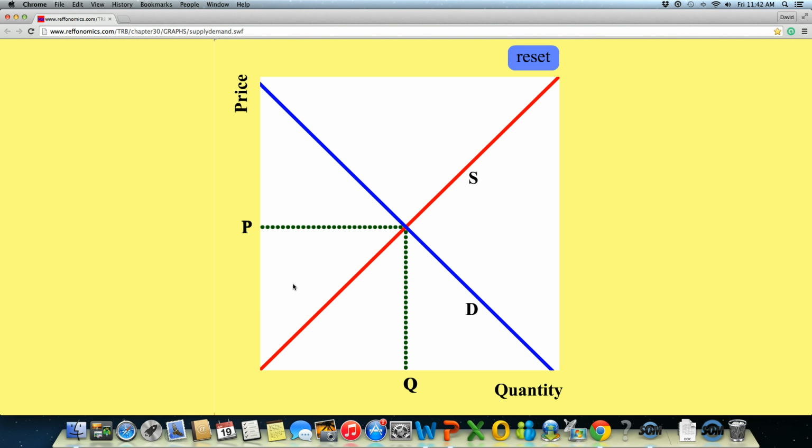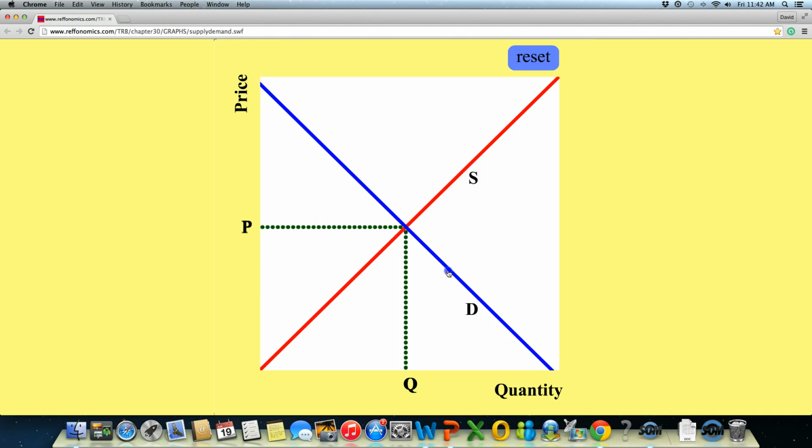So what we have here is a supply and demand curve in equilibrium. You can see we have a downward sloping demand curve, an upward sloping supply curve, price is on our y-axis, quantity is on our x-axis, and we have an equilibrium price as well as an equilibrium quantity. So what I'm going to do is show you what happens if we have an increase in demand and an increase in supply.